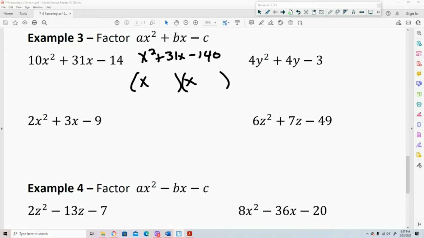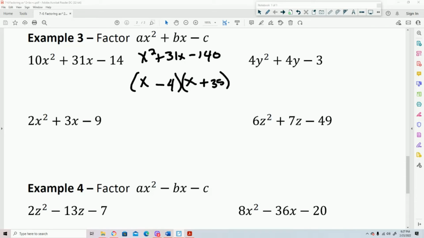So let's go smaller than the 7. Let's look at 4. 4 goes in the 140 35 times. Okay, 35 times. So we're going to do 4 and 35. The biggest number is positive, so this number must be positive, and that number will be negative.